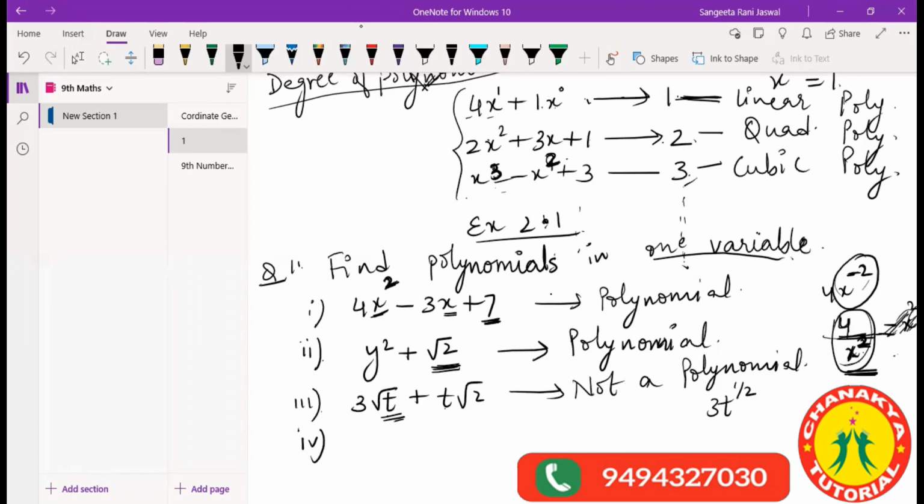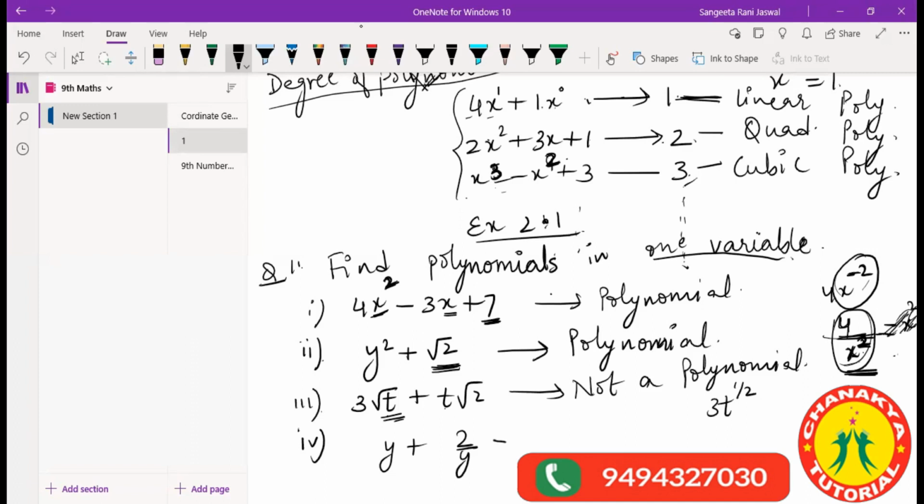Okay, see the next one. y plus 2 by y. Now what is this? You were saying negative power, right? Now here it has become a negative power. y raised to -1, that is why it is in the denominator. So what can you say here? Ma'am, it is not a polynomial. Yes, it is not a polynomial.